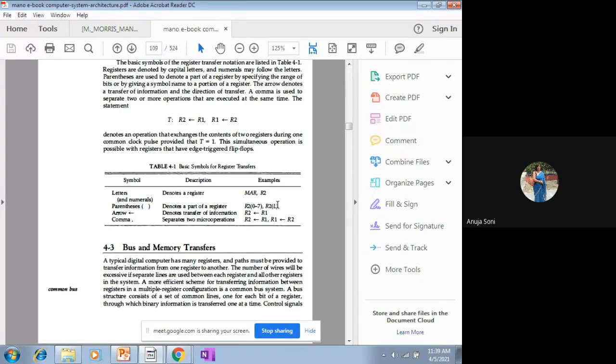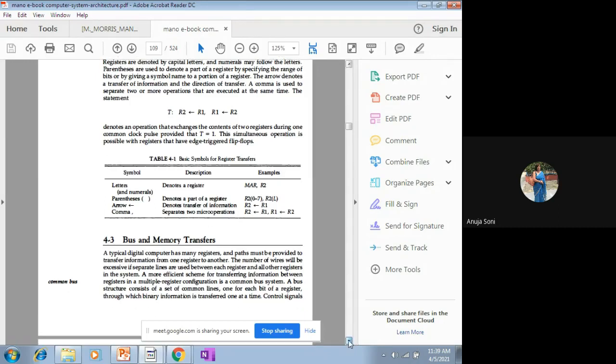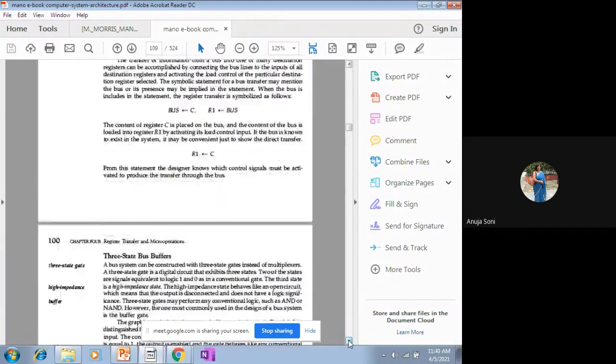Similarly, you may write R2 within the parentheses as capital L. Capital L will represent the left side, the lower bits of the register R2. Similarly, an arrow is used in order to denote the transfer of information, which data will be transferred from one register to another, and the comma is also used to separate two micro operations. So here the two micro operations may be separated with the help of a comma. So that is going to signify the swapping of the contents of two registers R1 and R2. Now, based on this section 4.2, I would like to come to the back exercise.